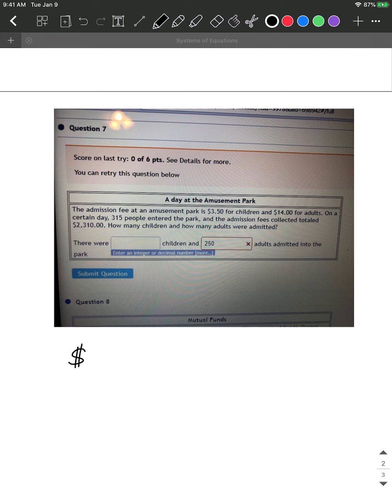The first equation that I want to show you is that we're going to work with a dollar amount equation. So pretty much put all the things in dollars in the same row. What we'll see is 3.50, and I'm going to call this C for children, plus 14.00A because that's for adults. They told us that the amount of money that the ticket person picked up was $2,310.00. As you can see, I grabbed all the values that had money in them, and I worked with that.